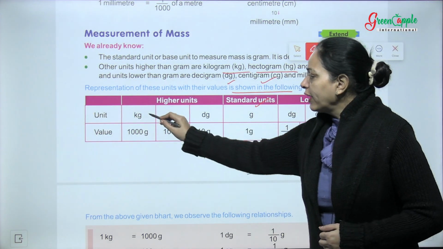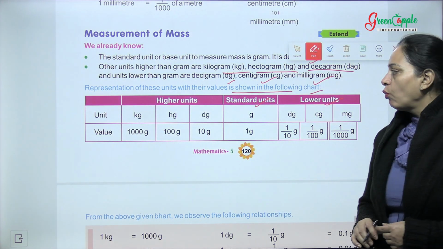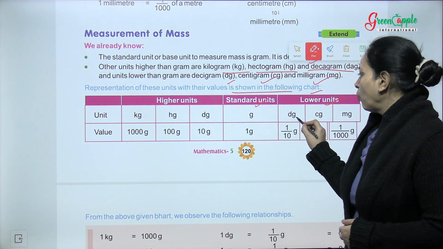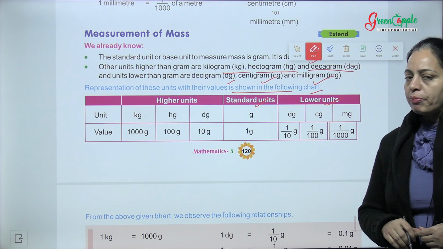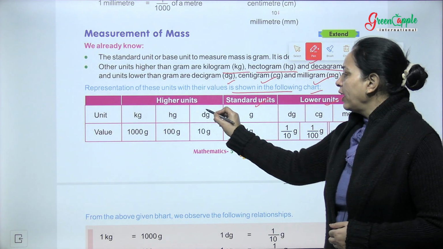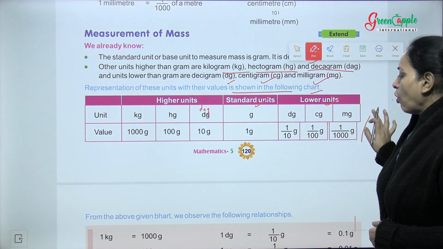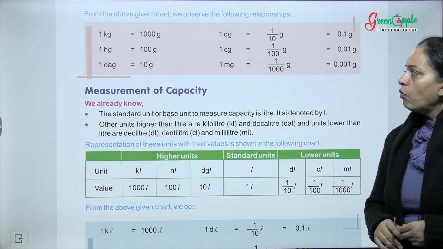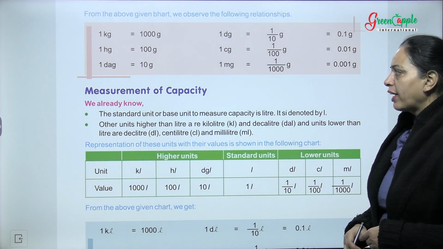So you know 1 kg equals 1000 gram, 1 hectogram equals 100 gram, 1 decagram equals 10 gram, and 1 decigram equals 1 by 10 gram, 1 centigram equals 1 by 100 gram and 1 milligram equals 1 by 1000 gram. This is decagram. Now from the given chart we observe this relationship: 1 kg is 1000 gram, as I told you, 1 hectogram is 100 gram, 1 decagram is 10 gram.